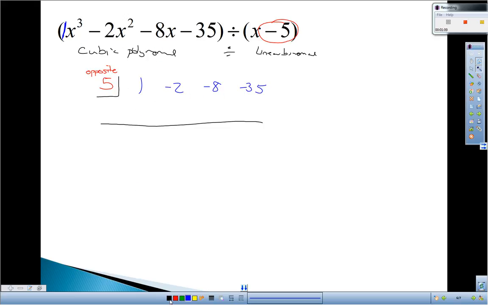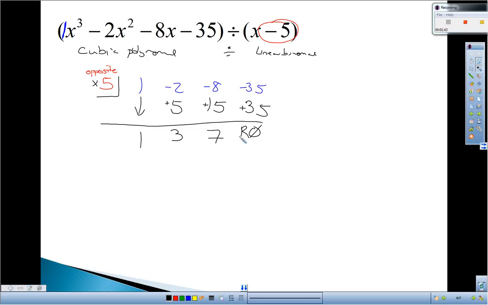Well, here's the process for synthetic division. You always bring down the first term. So I bring down the 1, and then we're going to multiply what we bring down by what's in the box. So 1 times 5 is 5. Then we're going to add negative 2 plus 5, so that gives me 3. Multiply 3 by what's in the box, that'll be 15. Negative 8 plus 15, that's going to give me 7. Multiply by what's in the box, 7 times 5, so that'll give me 35. And then negative 35 plus 35 gives me 0.